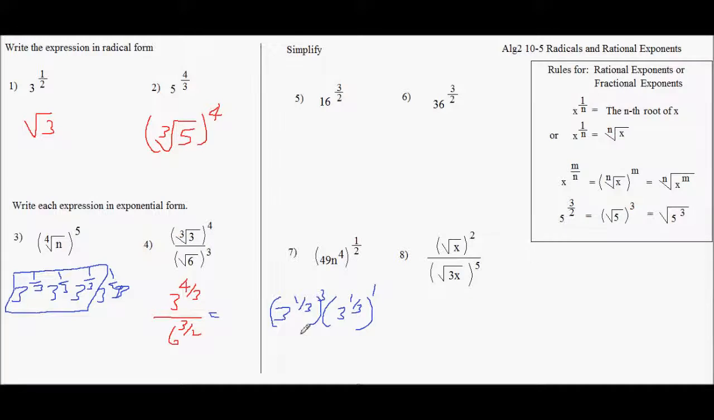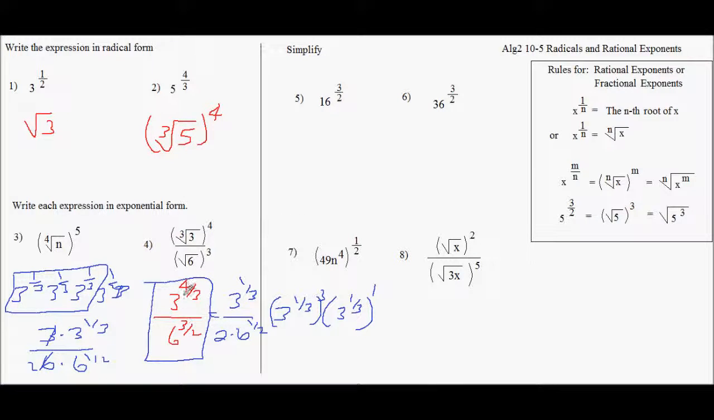And then I get 3, so I get 3 times 3 to the 1/3 over, and then this would be the same thing. It'd be 6 times 6 to the 1/2 power. And then this could be 2. So I guess you could make this 3 to the 1/3 over 2 times 6 to the 1/2, I guess. But I think that would be good enough.